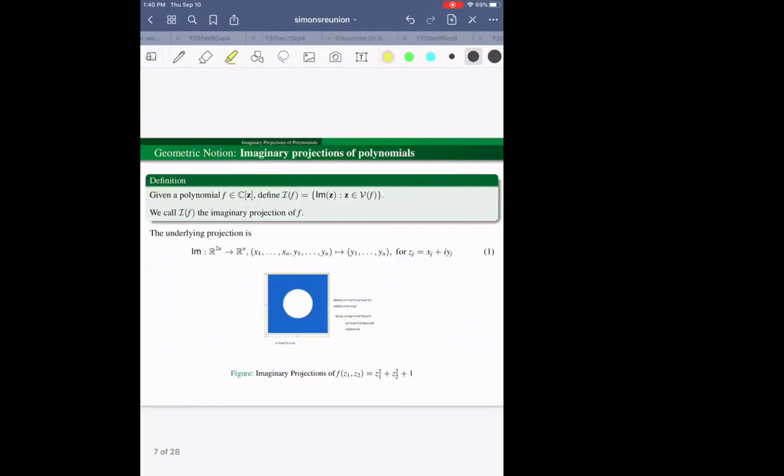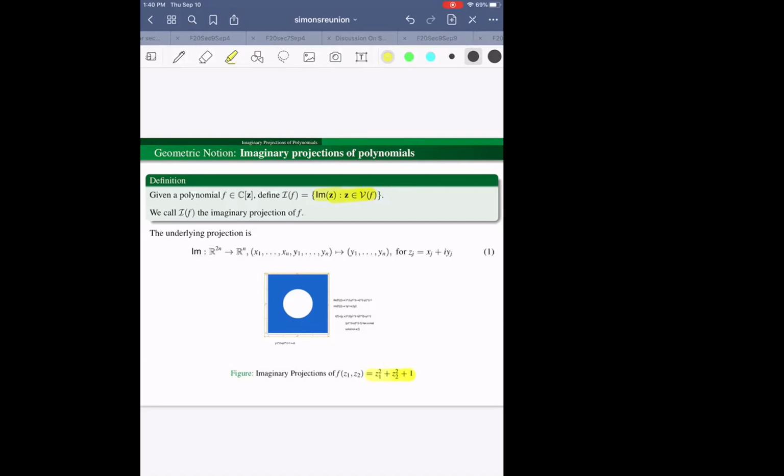So let's look at the imaginary projection of polynomials. This is the set of vectors of imaginary parts of roots of a polynomial f. We call this imaginary projection because there is an underlying projection which maps from R^2n to R^n. And here is one example of an imaginary projection of a polynomial.